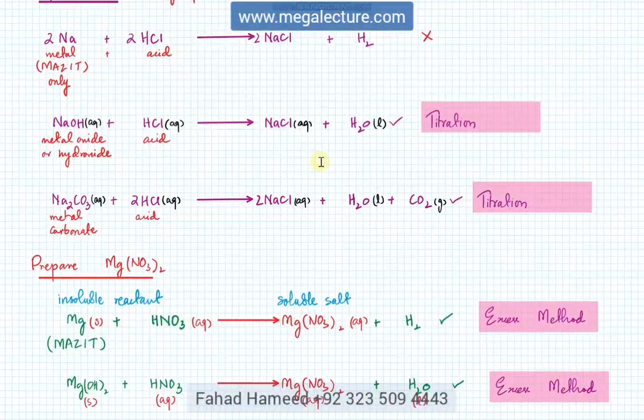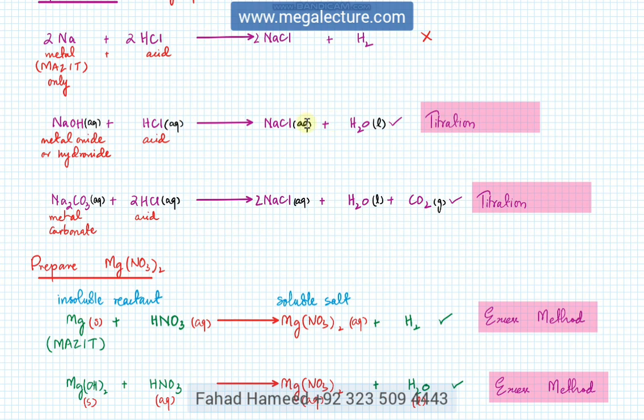So for example, over here, I've got this metal hydroxide reacting with an acid producing salt and water. So it says titration. All of them are soluble. Group 1 compounds are all soluble. So I'm going to pick this reaction.